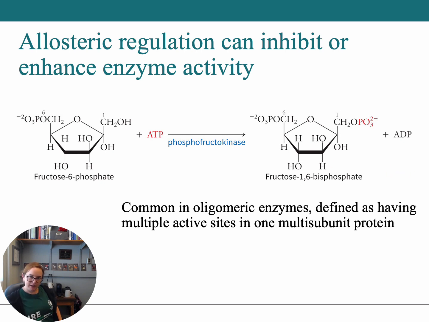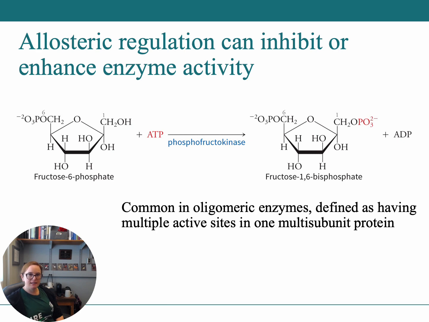Let's see, allosteric regulation. This is a very common type of regulation. It is pretty common in oligomeric enzymes, and a lot of enzymes are oligomeric. I've seen it reported that 10% or even up to 50% of enzymes might be oligomeric. If it's oligomeric, it means that there's more than one active site. And allosteric regulation is not referred to simply as inhibition here, right? Because sometimes allosteric regulation could increase the activity of the enzyme.